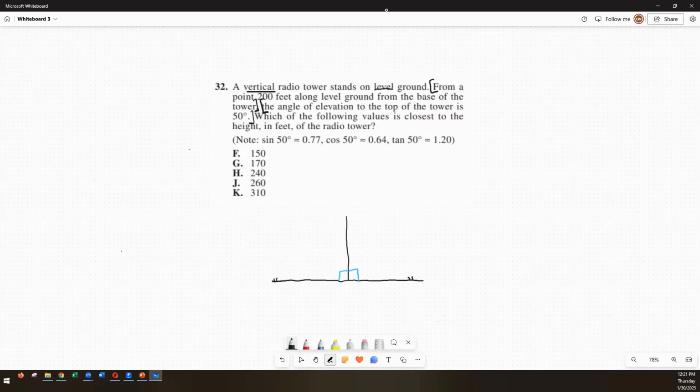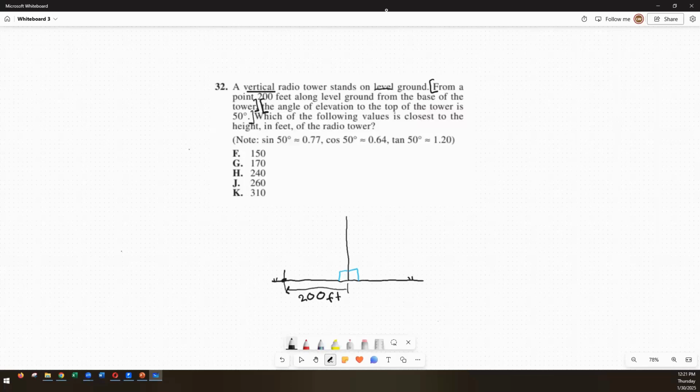Okay, we're closing things in brackets. So I'm going to draw that here. So I'm going to go from the base and I'm going to go over 200 feet. Along the level ground means that's horizontal distance. Okay, so I kind of got a right angle here, so boy, I'm setting up for a right triangle.